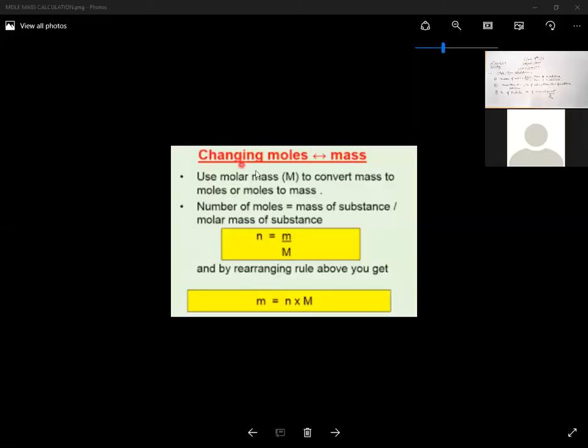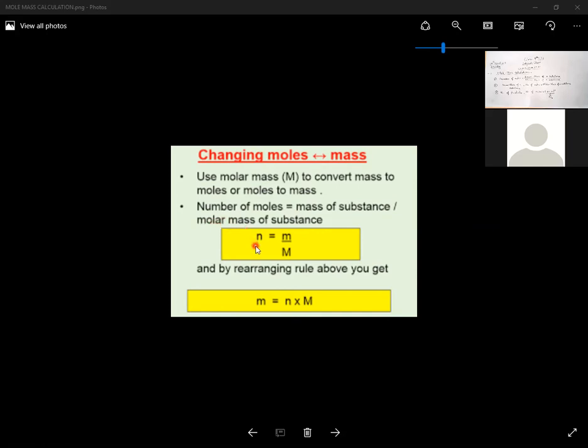Here is changing mole to mass. Use molar mass to convert mass to moles and moles to mass. Number of moles is equal to mass of a substance divided by molar mass of a substance. This is the known mass which is given in the statement, maybe 40 gram, 30 gram, 5 gram. And this is the molar mass of that substance. Just like 6 gram carbon, then the 6 gram is the known mass and the carbon molar mass is 12.